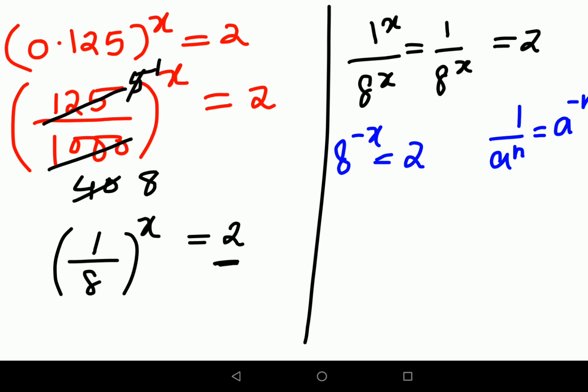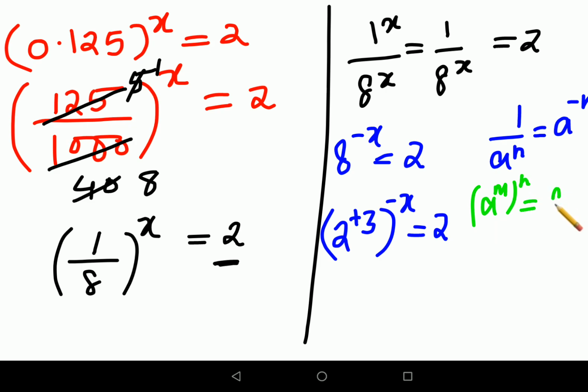And we know that 8 can be written as 2 raised to 3. So (2 raised to 3) the whole raised to minus x equals 2. And there is another law in indices which says (a raised to m) the whole raised to n can be written as a raised to m times n. So this becomes 2 raised to minus 3x equals 2.